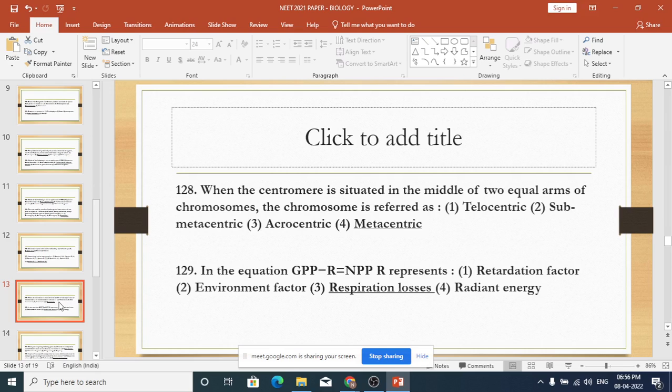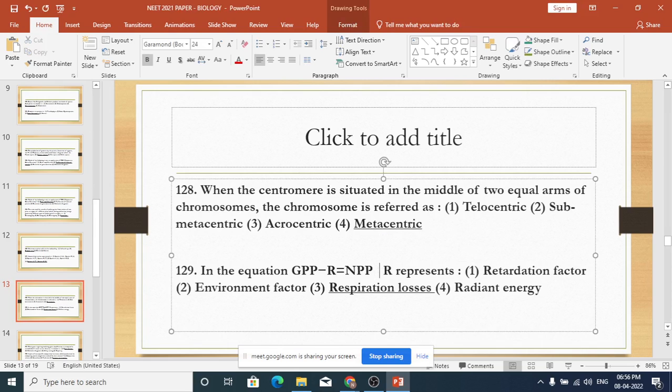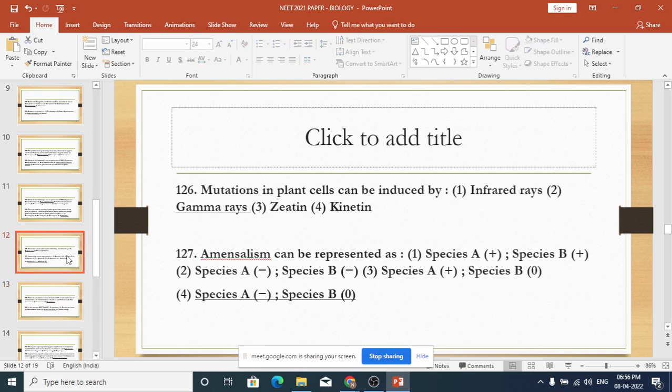In the equation GPP minus R equals NPP, R represents. This is a 12th question. Have you heard of GPP minus R equals NPP? No. I think this is a 12th question, then we will skip. A 12th question we cannot answer.